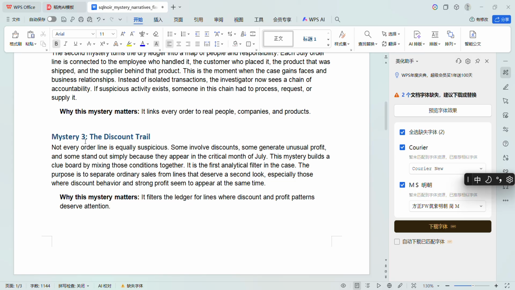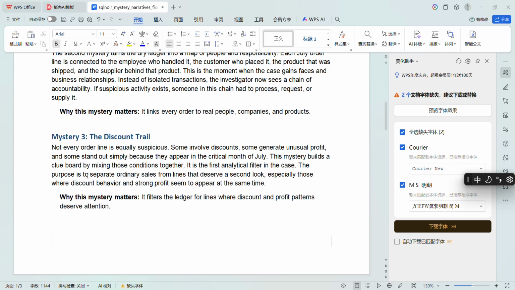Okay, mystery 3, the discount trail. Not every order line is equally specific. Some involve discounts, some generate low and high profit, and some stand out simply because they appear in the crucial month of July. This mystery builds a clue by mixing those conditions together. It's the first analytical factor in the case.